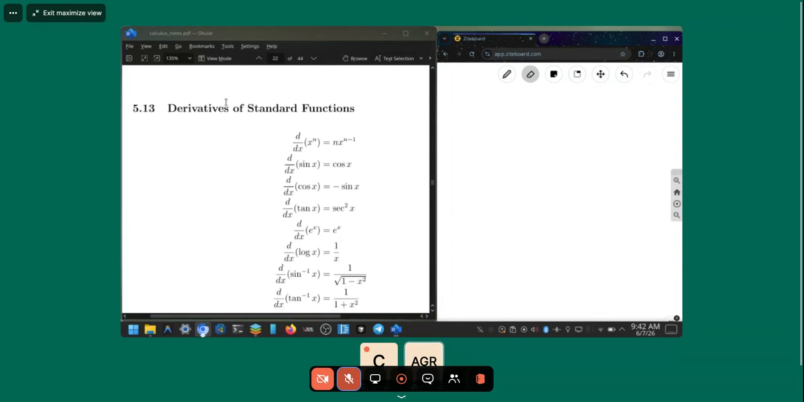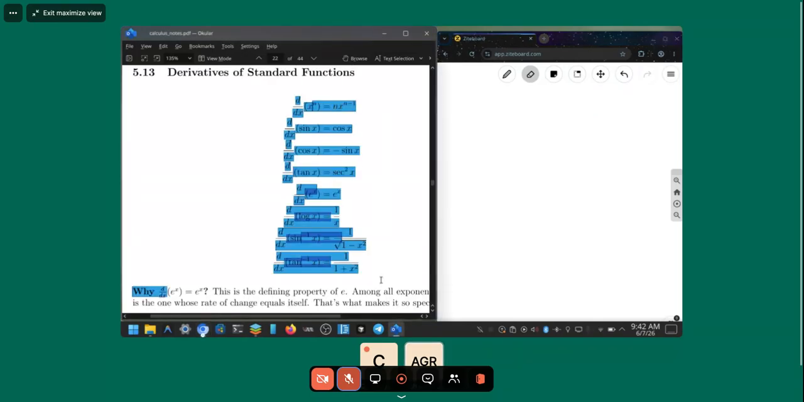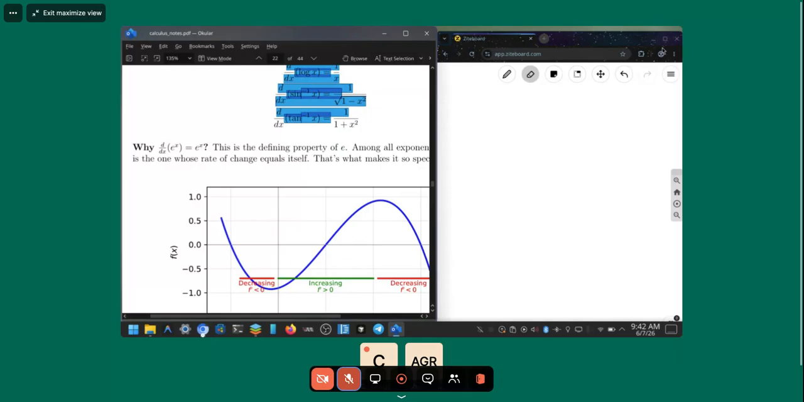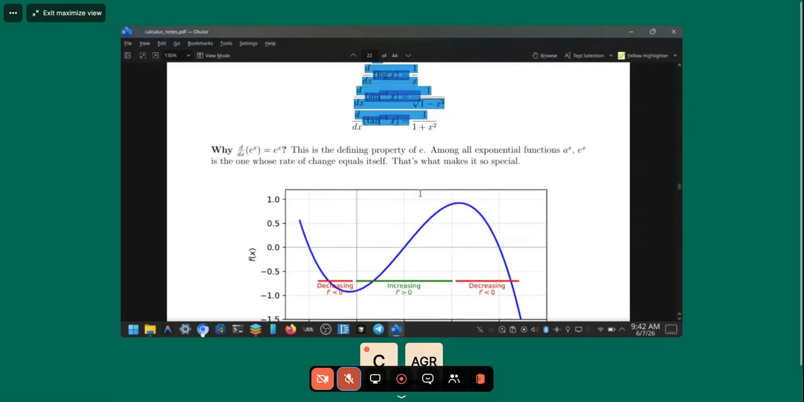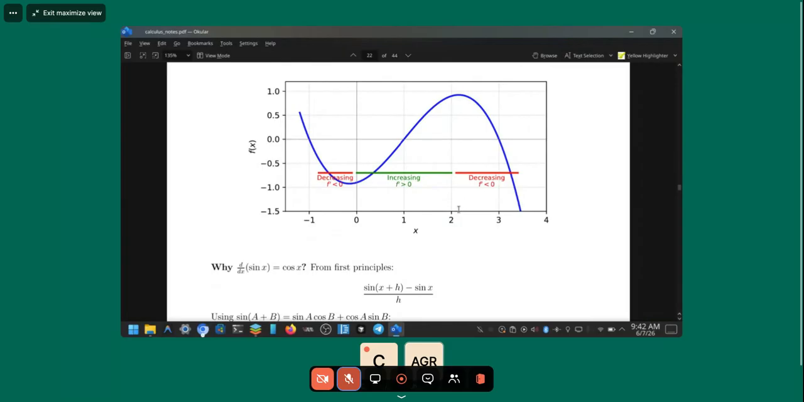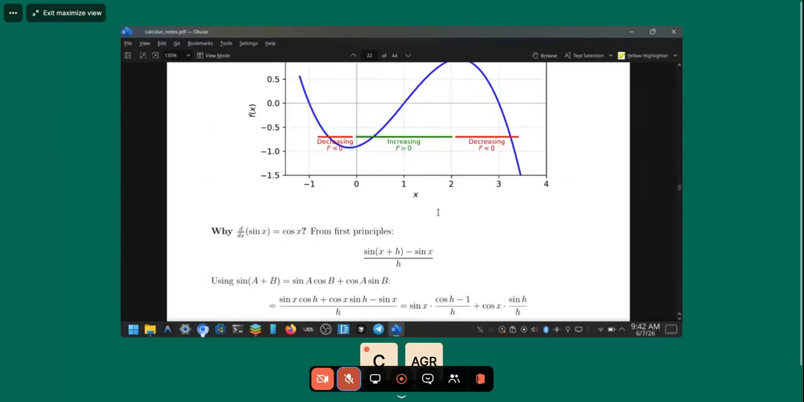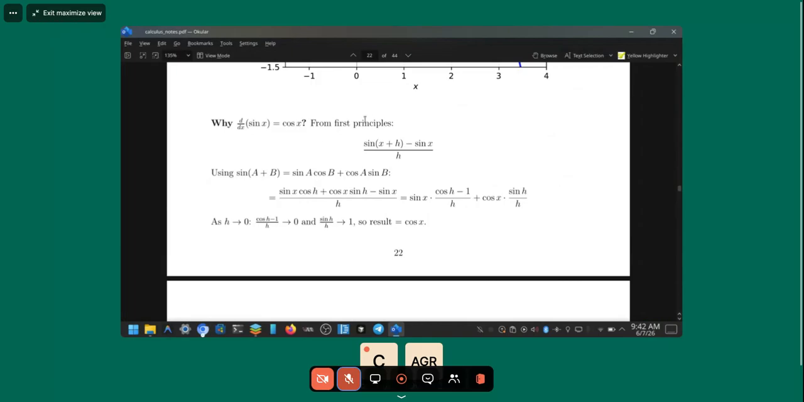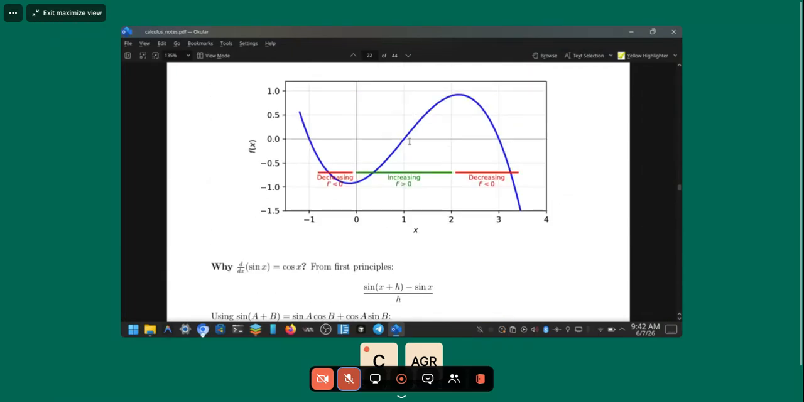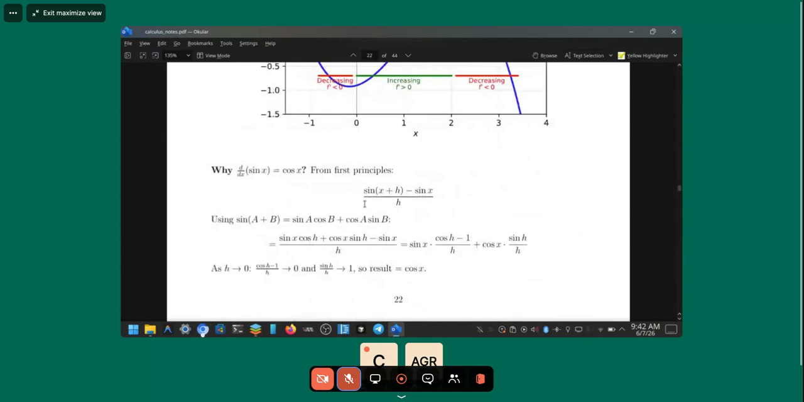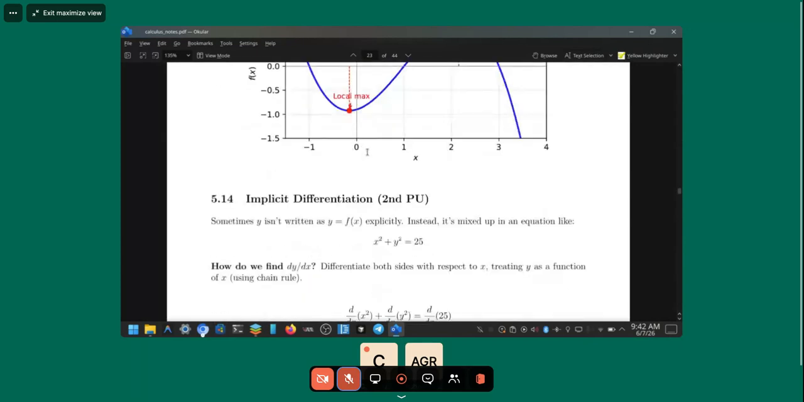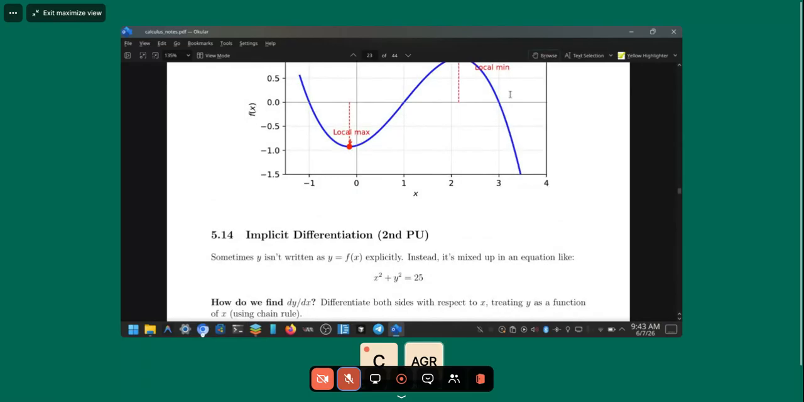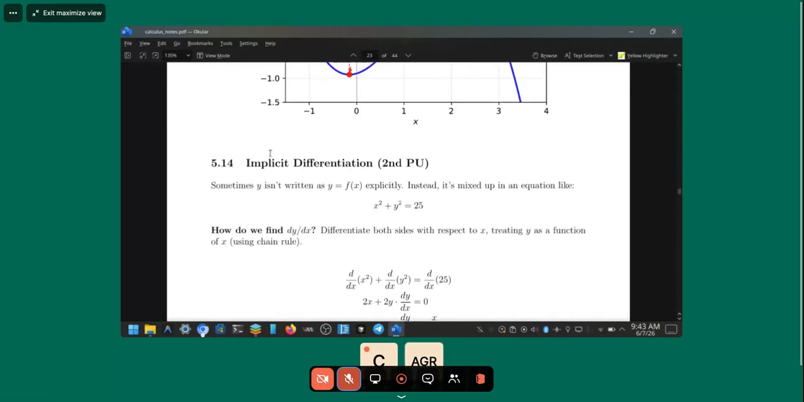These are just derivatives of standard functions. You have to remember all these formulas. They will be very helpful when computing problems, computing some square roots also. These are just increasing and decreasing components. This is the example problem. You can see here the local maximum and local minimum. These are just increasing and decreasing from the second PU concept.